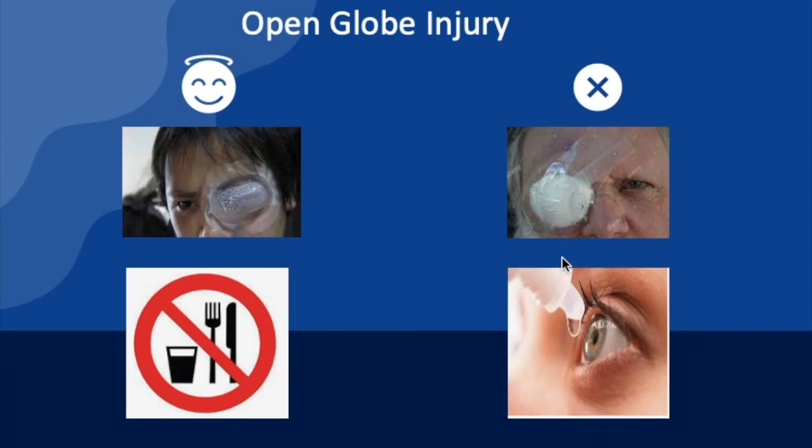Number one, do not pat the eye. Do not compress the eye. If there's bleeding, do not try to stop the bleeding by giving any compression. This will just increase the pressure on the eyeball and exaggerate any prolapse of tissue, and it will induce a lot more tissue extrusion from the eyeball.